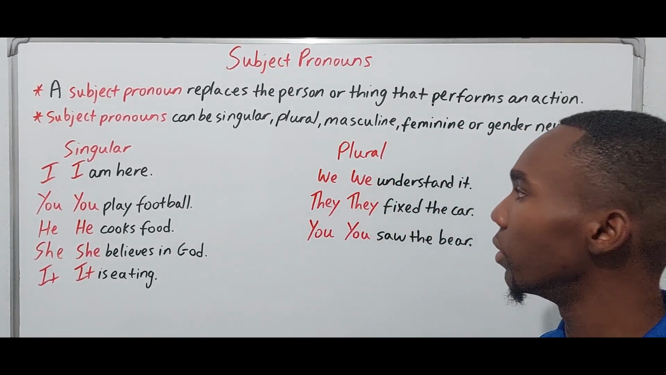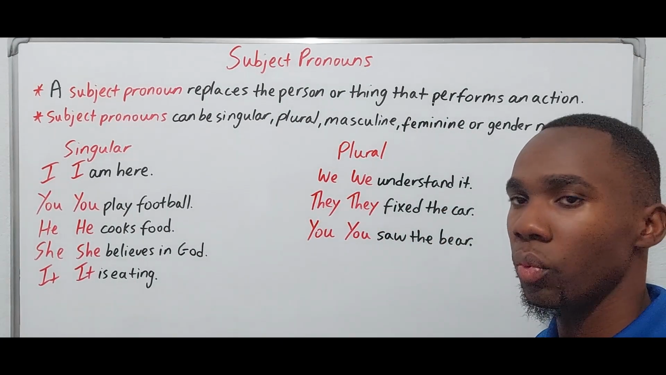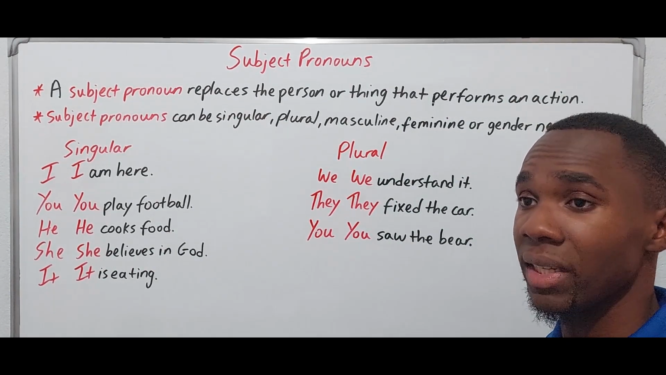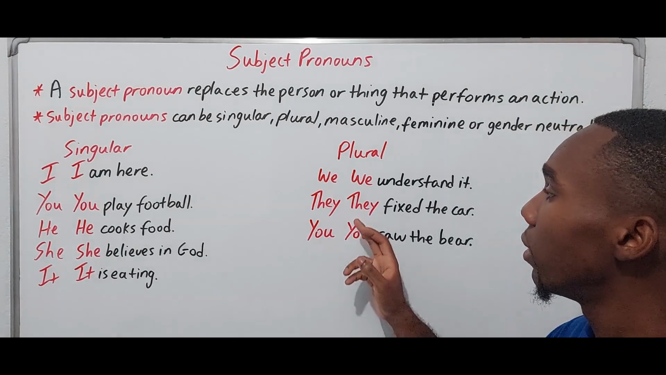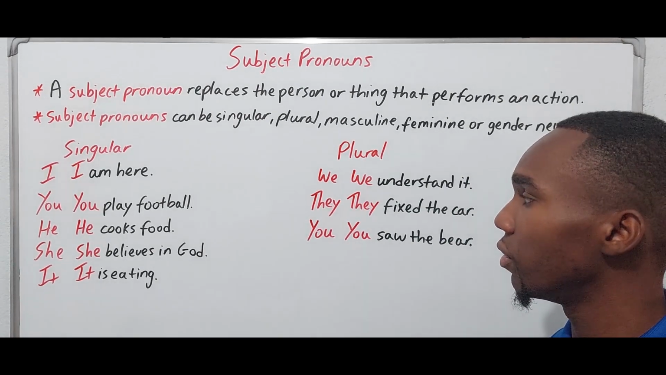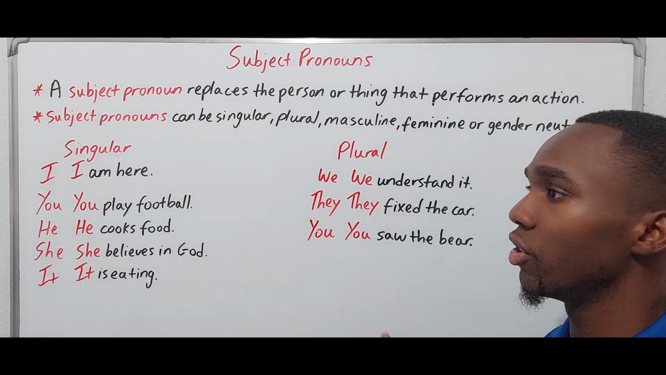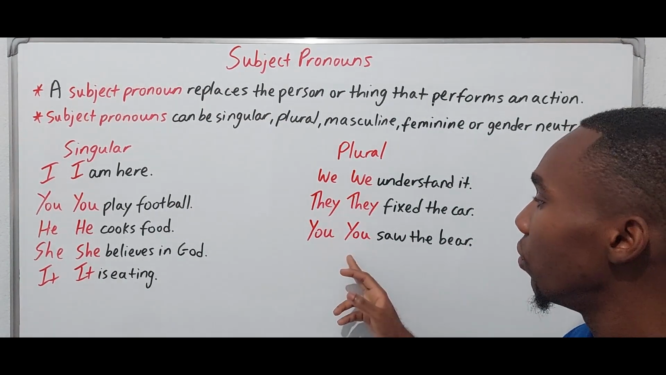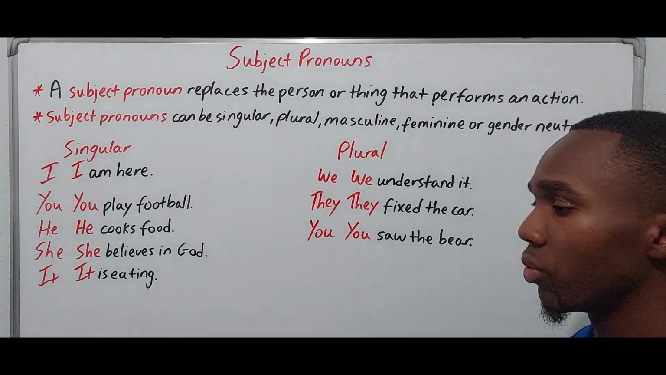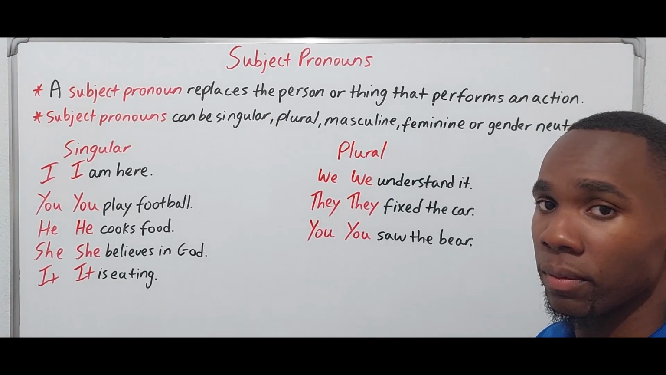So let's go over to the plural. We understand it. So the we would be the first person plural. That could have replaced my family and I, for example. They fixed the car. They would refer to the third person plural. That could have replaced Mark and John. And you, which would be the second person plural, saw the bear. So this would refer to more than one person with whom you are familiar, right?